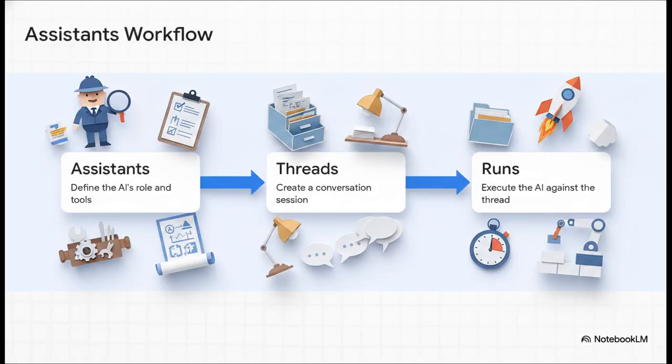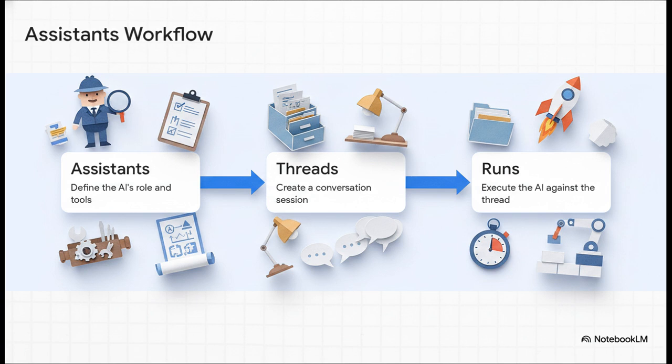Now, when you're ready to build a truly agentic application, something that goes way beyond a basic chat interface, OpenAI provides this incredibly powerful workflow called the Assistants API. And it works in 3 distinct steps. Step 1, Assistants. This is where you define the AI's core role, its custom instructions, and the tools it gets to use. It's kind of like writing a formal job description for your digital worker.